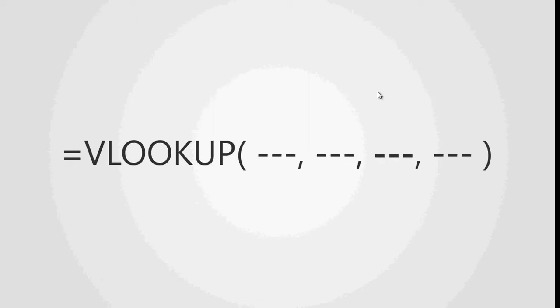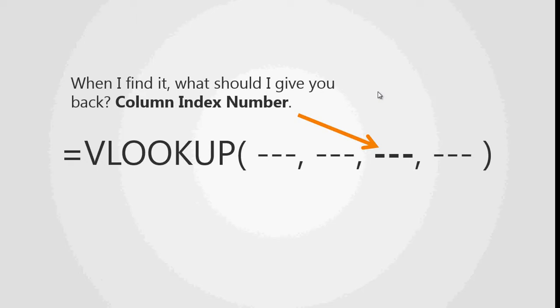Now the third thing seems kind of silly, but it's necessary. The third thing is for, okay, when you find it, what do you want me to give you back? So for example here, if you were looking for an employee ID number, when you found the right employee ID number, then you might need to turn around and say, okay, now that you've found the right employee ID number, let's see what that employee's first name is. Let's see what their last name is. Let's see what their date of hire is, things like that. And in VLOOKUP, the way that we accomplish this is by giving the VLOOKUP function the column index number of the thing you want to retrieve.